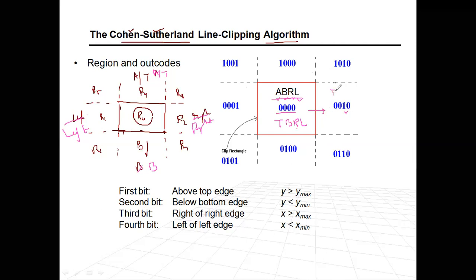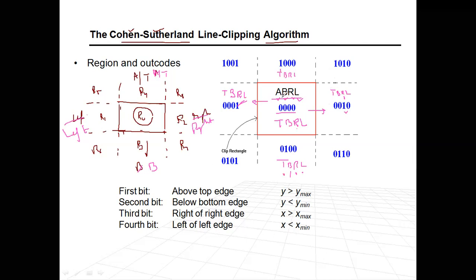When we are moving towards the right, the right bit is on, so we write TBRL. When we are moving left, here you can see the L bit is set. Likewise for the bottom, that bit is set to 1 and the rest are 0. For above or top, the top bit is set to 1. So these regions are coded.